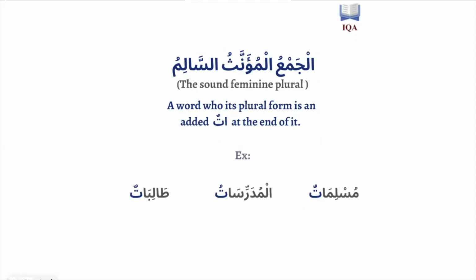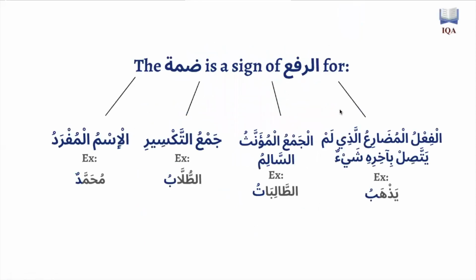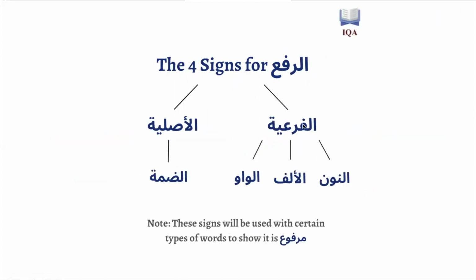So with this, these are the four types of words in the Arabic language that will take the dhamma as the original sign of rafa'. All other words in the Arabic language that accept rafa', so all other nouns or fi'l mudari', will either take a waw or an alif or a noon as a sign of rafa', and that's going to be explained inshallah in later videos.